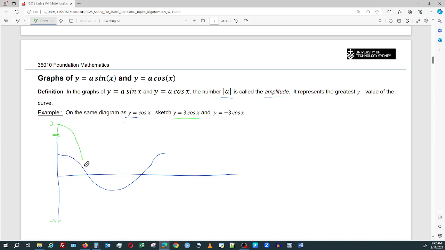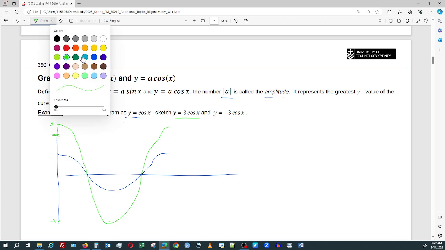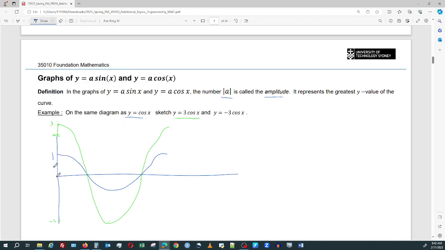Whoosh. Okay, it's going to come down to this point in the same time. Whoosh. Back up in the same time. Whoosh. And then all the way back up to 3 in the same time. Whoosh. Okay, so that's our 1 and minus 1.